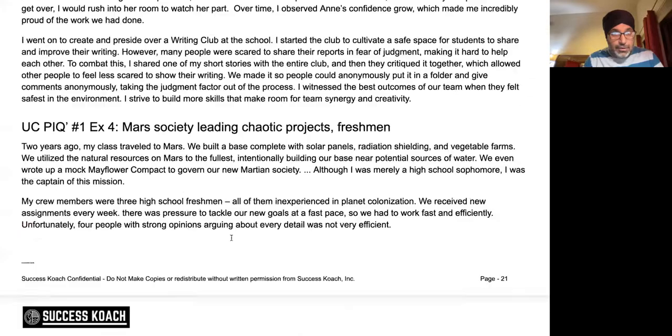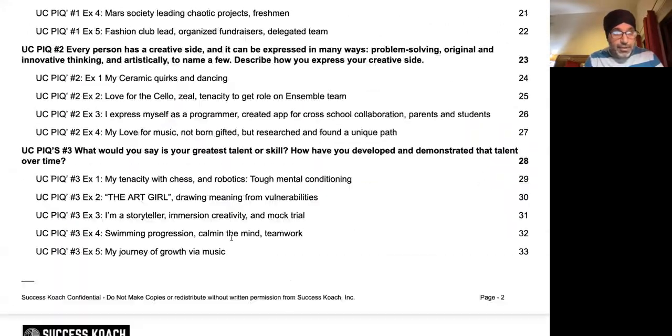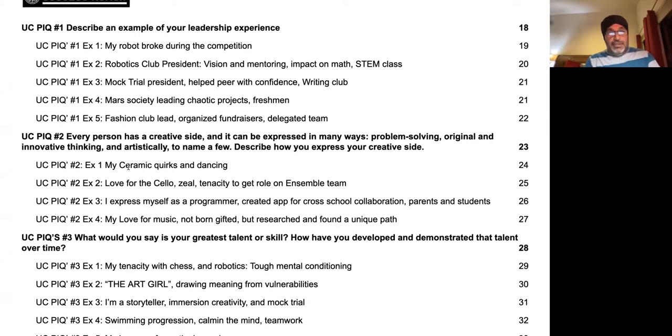So we'll go back to explaining this part. Let's talk about some people, how they did this. For example, this dude talked about a ceramics class, the fact that his ceramics were always coming out quirky, they were all messed up, and ties it to dancing, how he was able to use dancing techniques and make that work for him. Okay, so that's pretty cool.